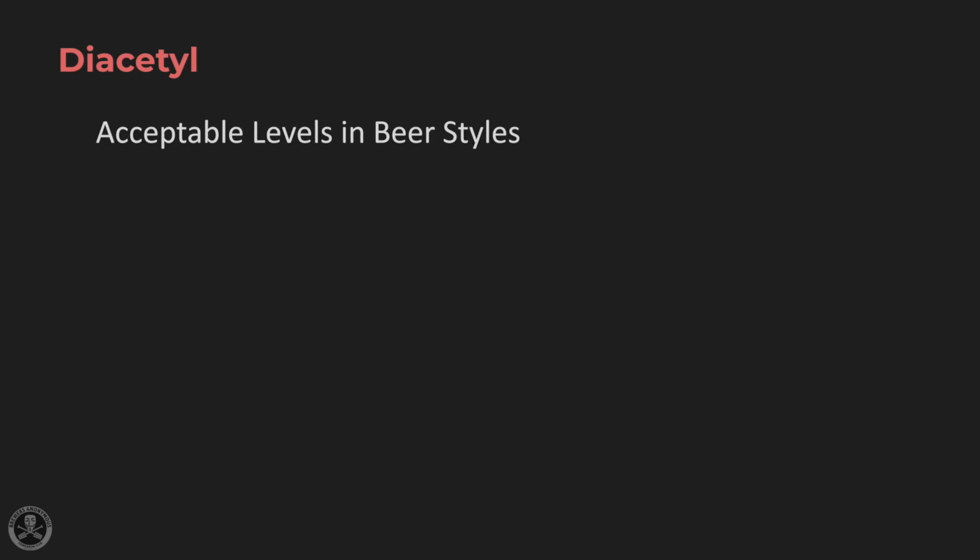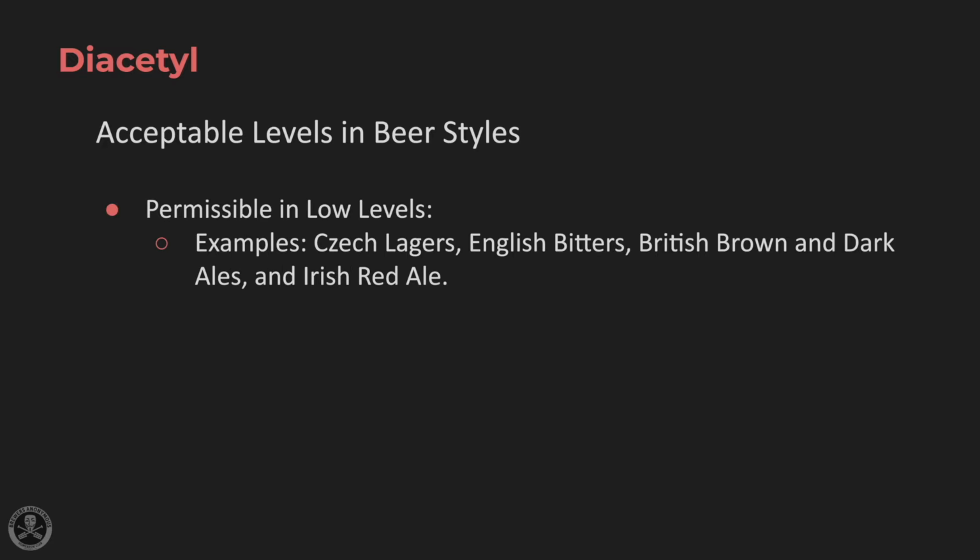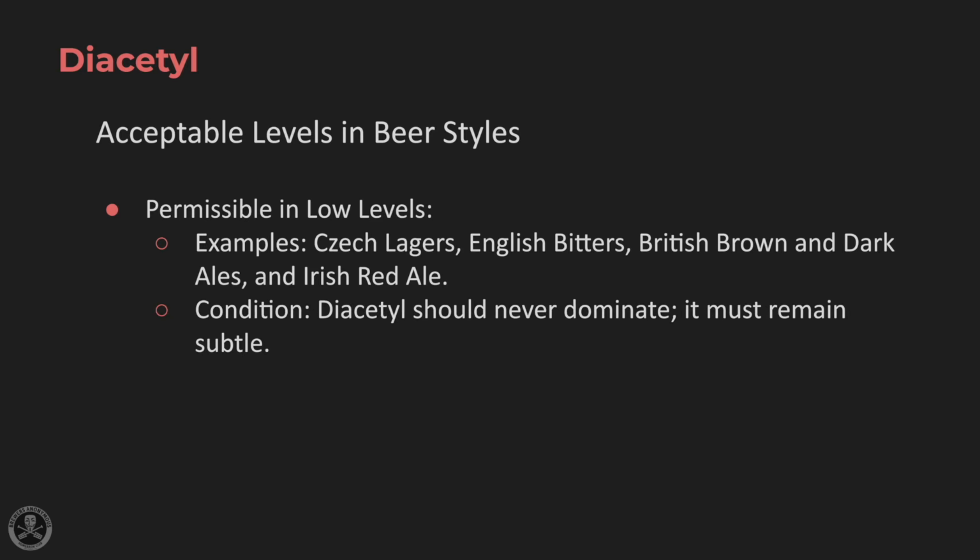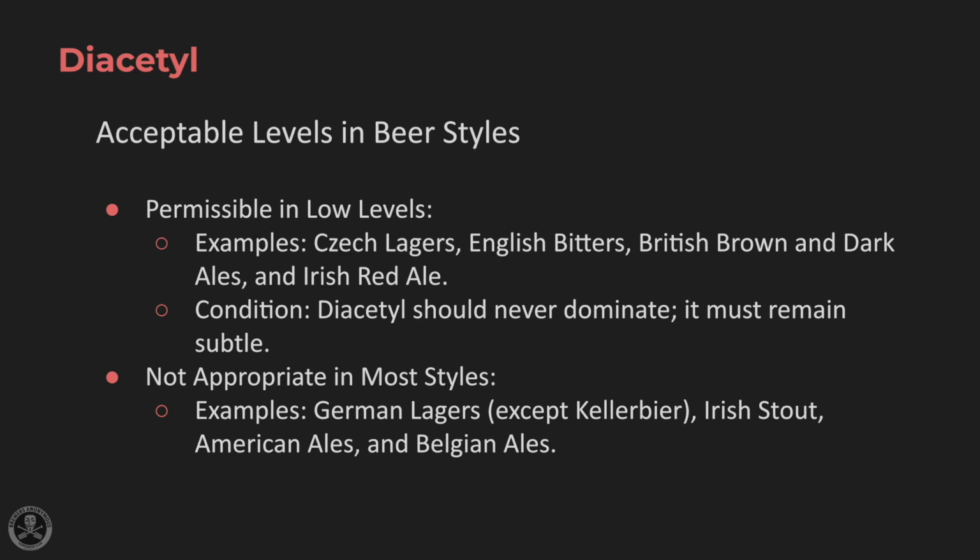There are some beer styles where diacetyl is acceptable. In low levels, it's permissible in Czech lagers, English bitters, British brown and dark ales, and Irish red ales. But it should never dominate the beer and should always remain subtle. It's not appropriate in most styles, such as German lagers except Keller beers, Irish stout, American ales, and Belgian ales.